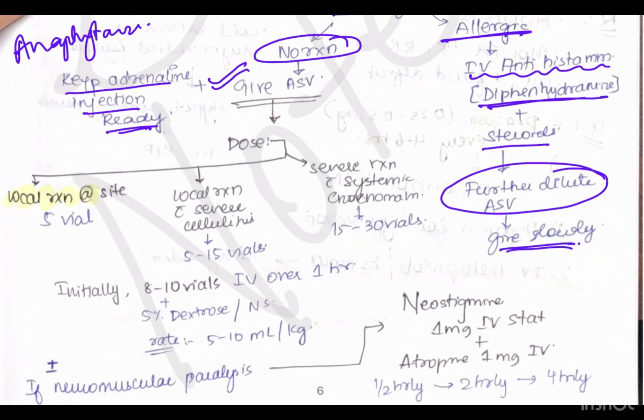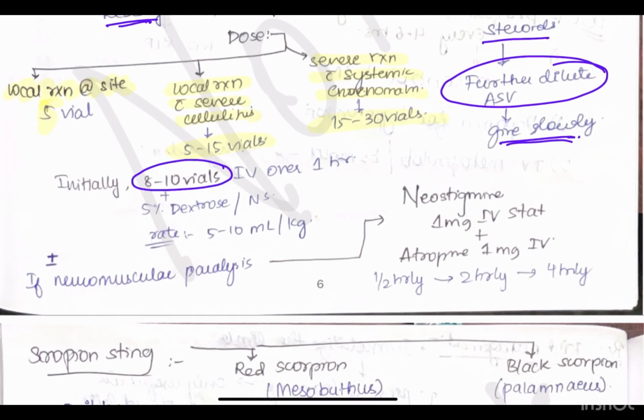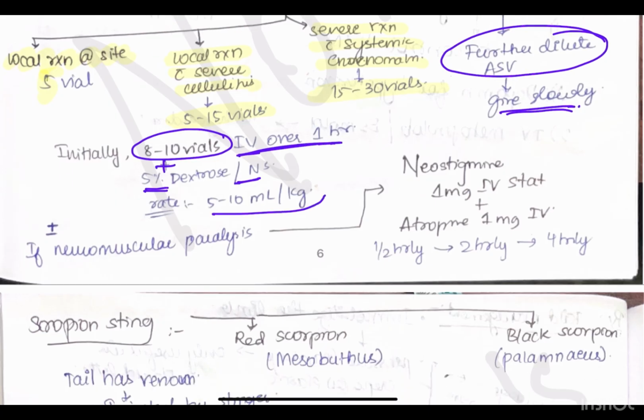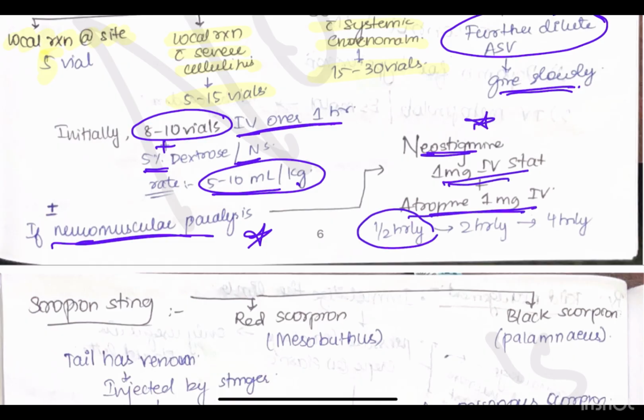If local reaction at the site is present, we'll give 5 vials. If there is local reaction with severe cellulitis, we give 5 to 15 vials. In severe reaction with systemic envenomation, we give 15 to 30 vials. Initially, we give 8 to 10 vials IV over 1 hour plus 5% dextrose or normal saline, and the rate is 5 to 10 ml per kg. If there is neuromuscular paralysis, we have to give neostigmine 1 mg IV stat with atropine 1 mg IV, half hourly, 2 hourly and 4 hourly.